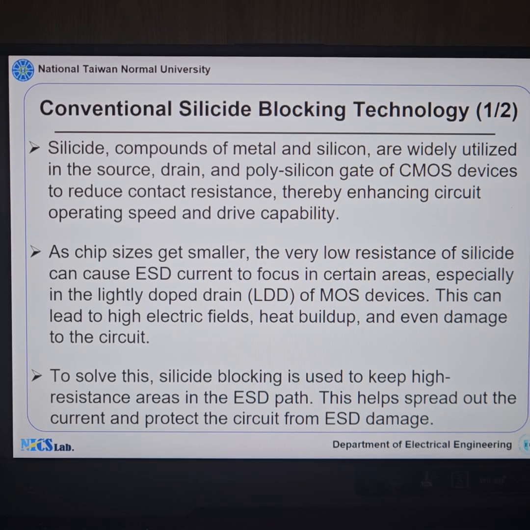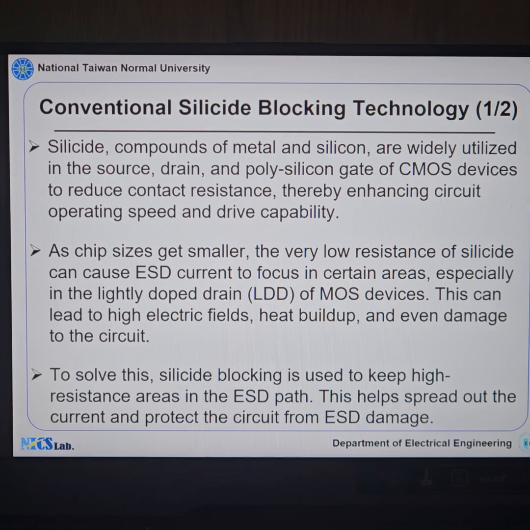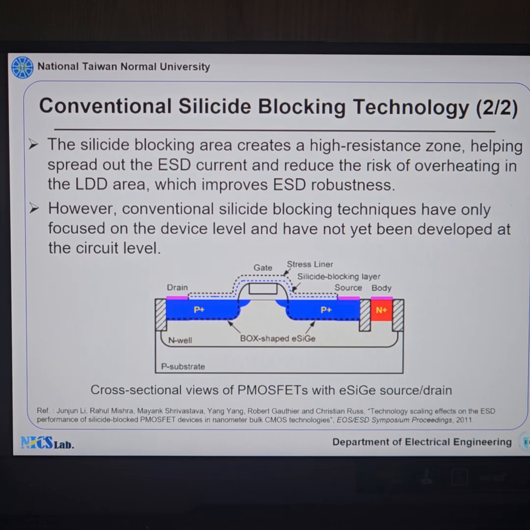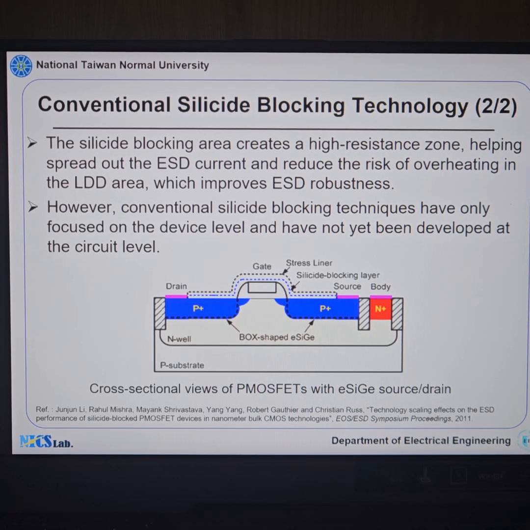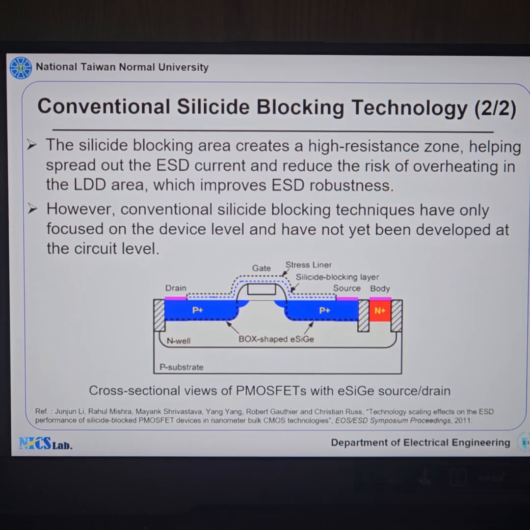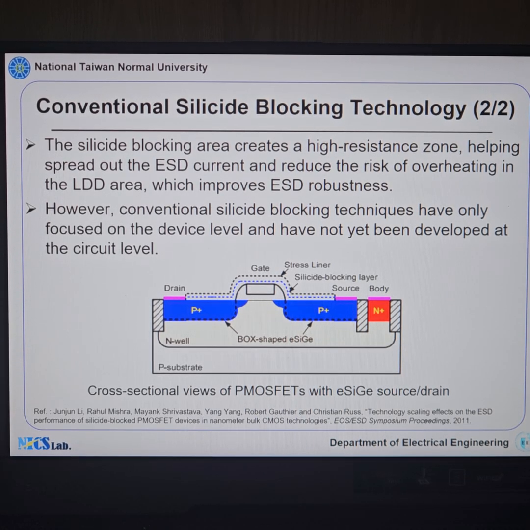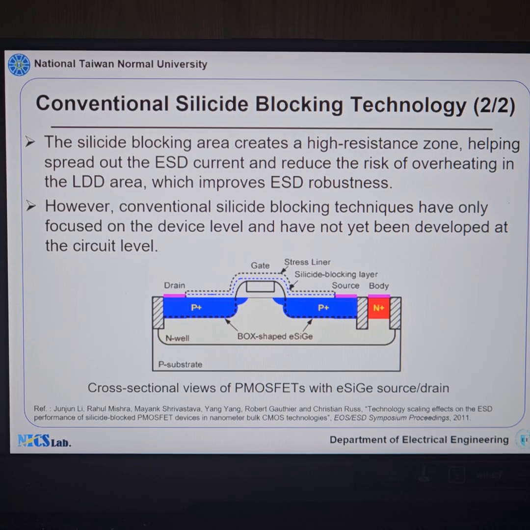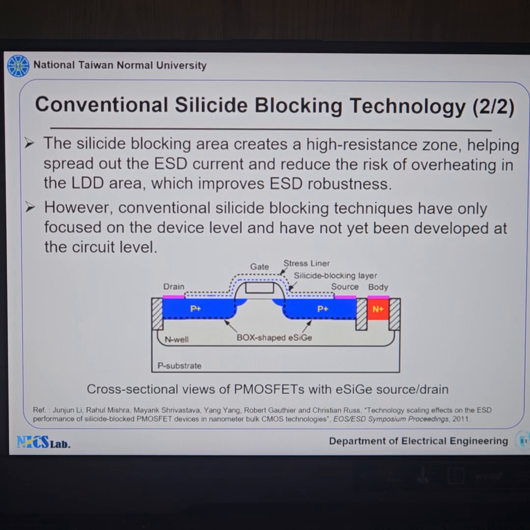To solve this, silicide blocking is used to keep high resistance areas in the ESD path. This helps spread out the current and protect the circuit from ESD damage. Silicide blocking creates high resistance zones, reducing overheating risk in the LDD area and improving ESD robustness. The figure shows a cross-section view of a PMOS with silicide blocking, source and drain, showing this approach. However, conventional methods focus on device-level protection and lack circuit-level development, which our research addresses.